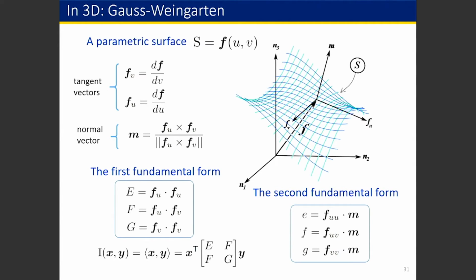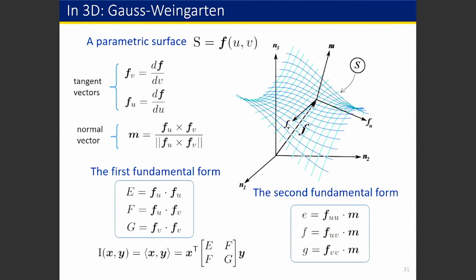Because it's not orthonormal, what we're going to need to keep track of are special metrics. Here I have what's called the first fundamental form: the dot product between fu and itself, between fu and fv, and then fv and itself. These are three scalars. We're going to call them E, F and G.